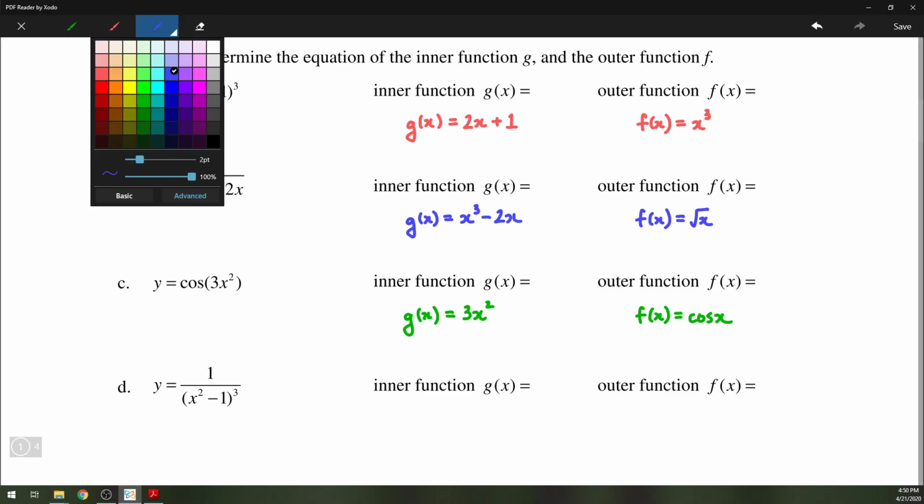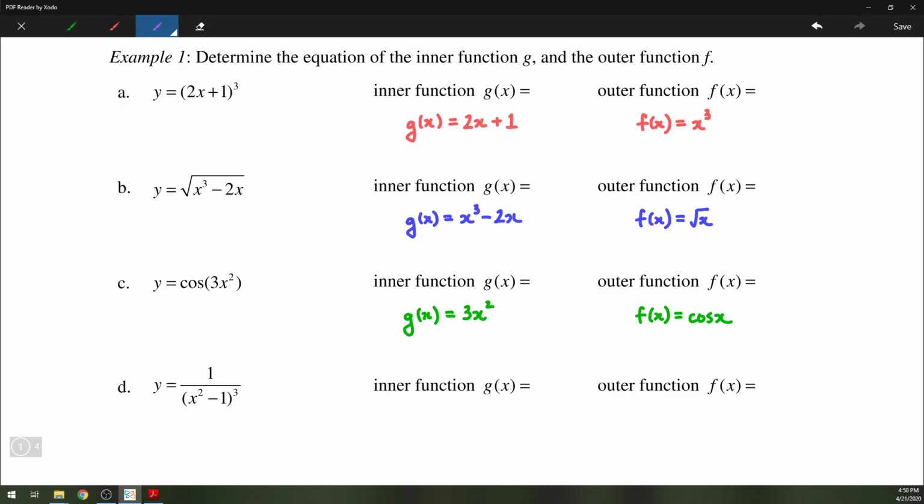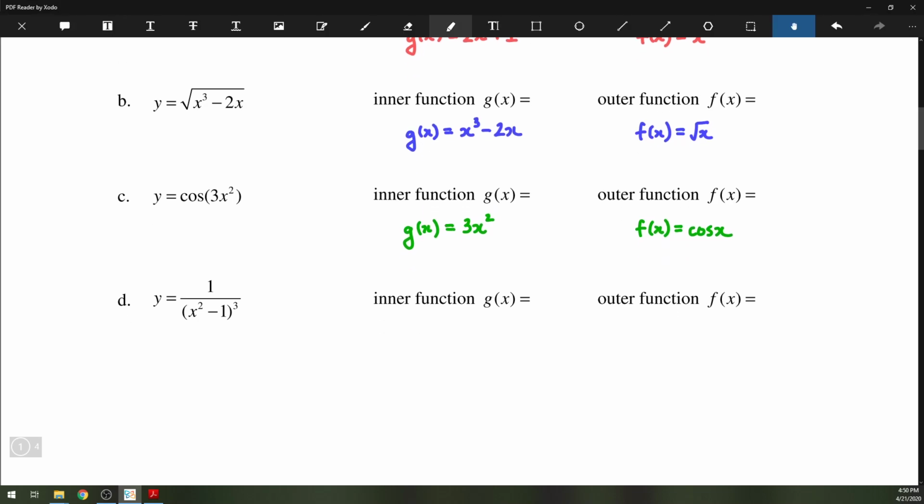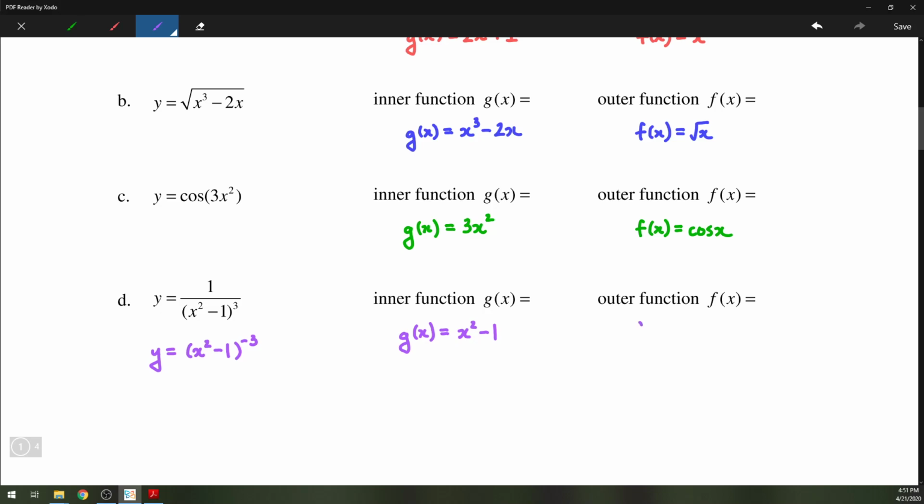And finally, the last one is a little bit more complicated, but if you were to rewrite the function y, you will get y is equal to x squared minus 1 to the negative 3 power. So the inner function would just be g of x is equal to x squared minus 1. And in this case, f of x would just be x to the negative 3 power.